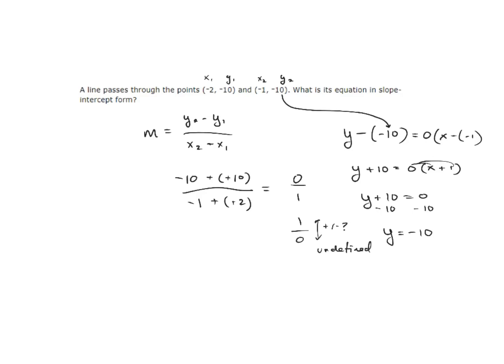Let's just take a look at a quick one where you would actually end up with a slope. Let's say you have (0, 4) and (1, 5). So you would just do 5 minus 4 over 1 minus 0.